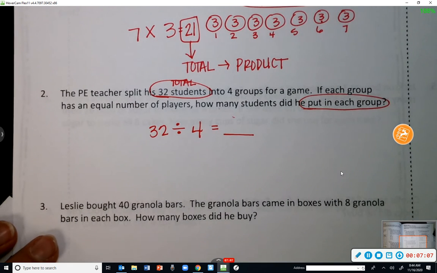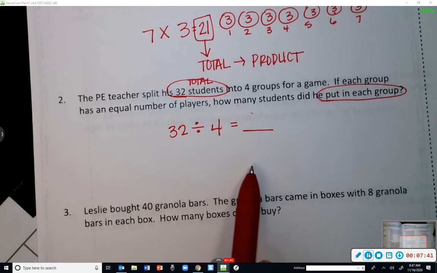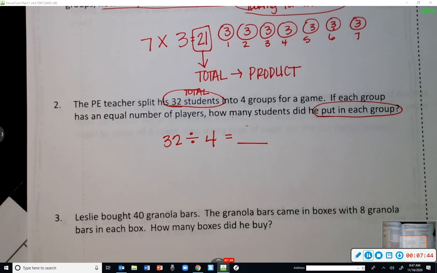I want you guys to go ahead and pick a strategy and work that out. 32 divided by 4. How many students did he put in each group? Okay, as I walked around the room, I saw a lot of different strategies. I saw some of you draw an array. Some of you did 4 groups. Some of you drew 32 items and circled groups of 4. All of those will still get you the same answer if you do it correctly.